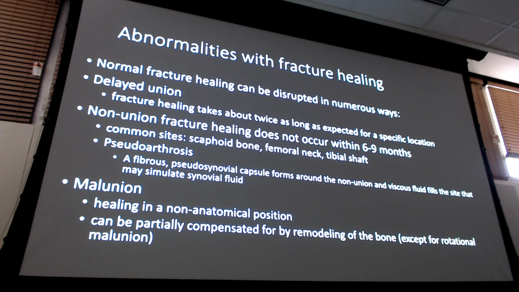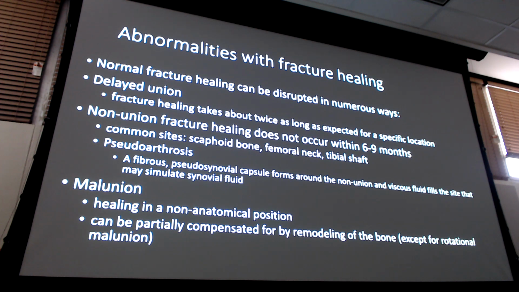There are lots of things that can affect fracture healing: delayed union, non-union, malunion. Okay? A non-union fracture is a fracture that does not heal within 6 to 9 months. Not 6 weeks, not 8 weeks, not 12 weeks, 6 to 9 months. If it has not healed altogether, that is considered a non-union.